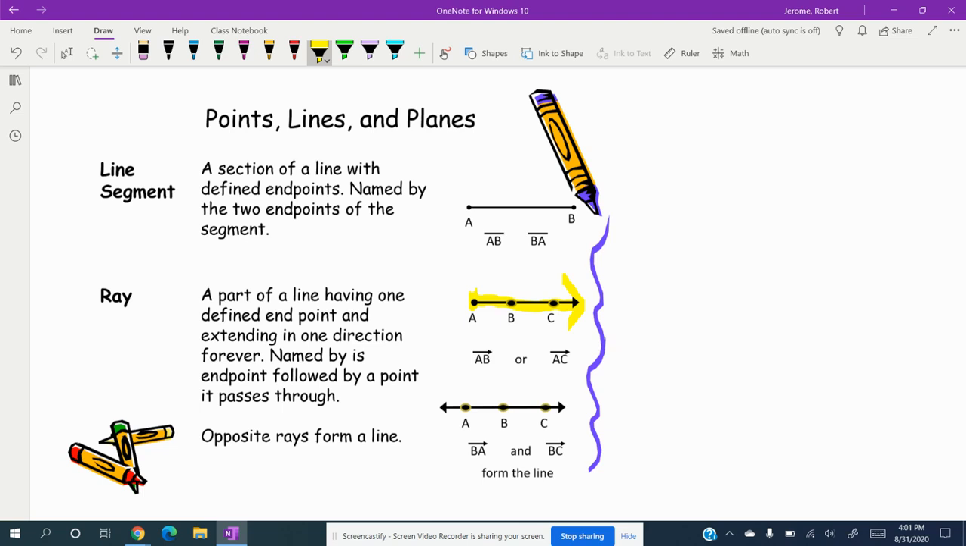And we want to understand that opposite rays form a line. So if we have opposite rays, like we see here at the bottom, they will form a line. Just means that they both start at the same point and go on forever in opposite directions. So here we start at B and we go through C forever, but we also started at B and went through A forever. So we have opposite rays, and they have to form a line.